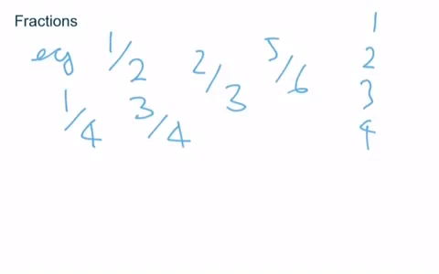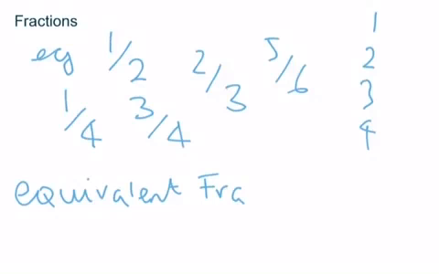We then have something called equivalent fractions. So what are equivalent fractions? Well, equivalent fractions are, as the name suggests, the same fractions. These are fractions that look different, but they show the same amount. So for example, if we take 1/2 and we take 2 over 4, well, 1/2 is exactly the same thing as 2 over 4.